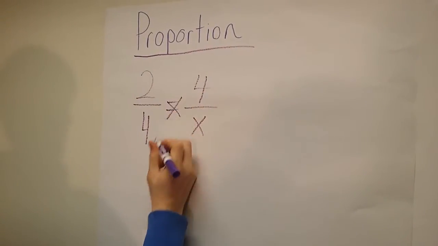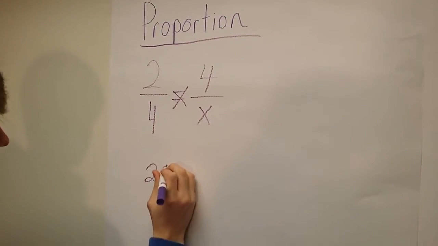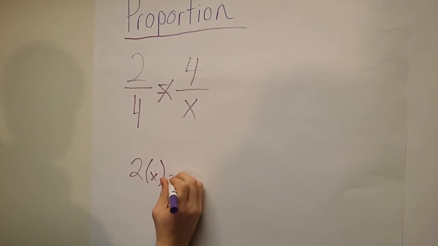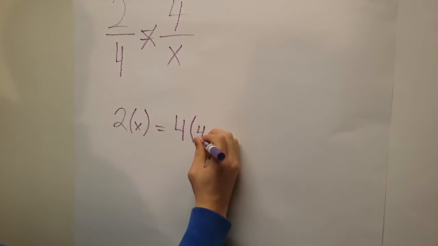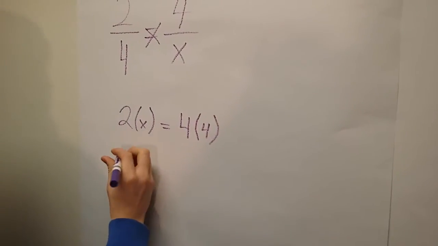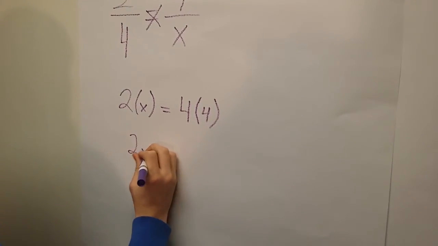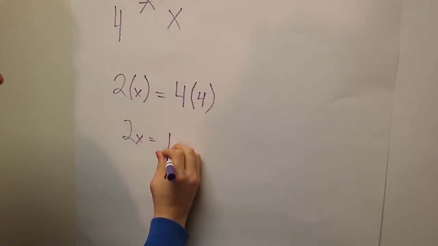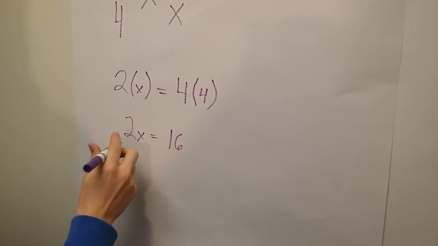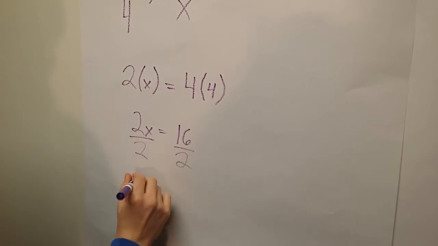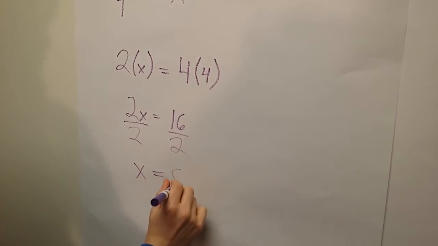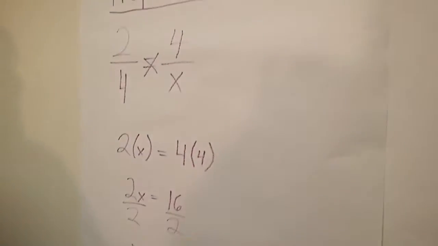Cross multiply, so it's 2x equals 4 over 4. Here, obviously, it's 2x equals 16. Simple division. X equals 8.